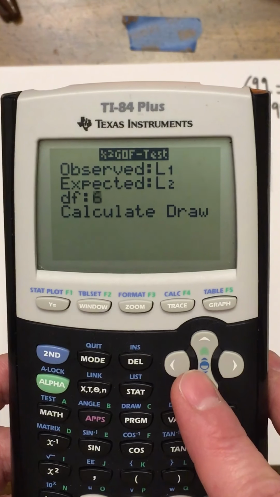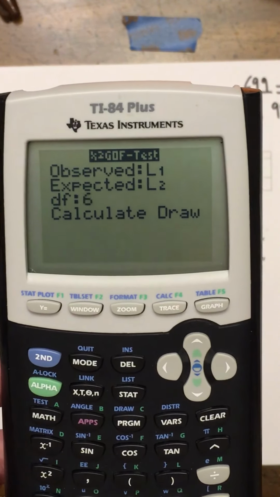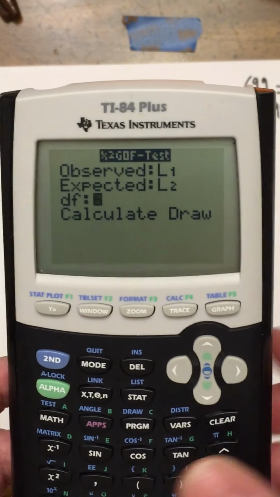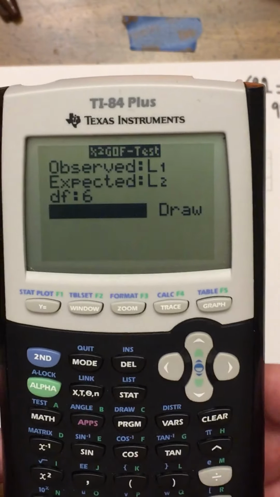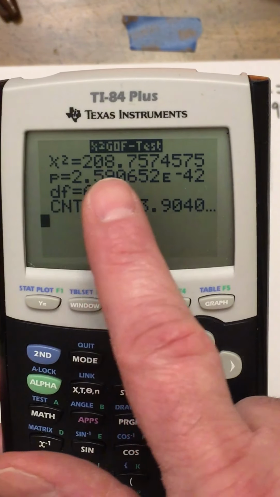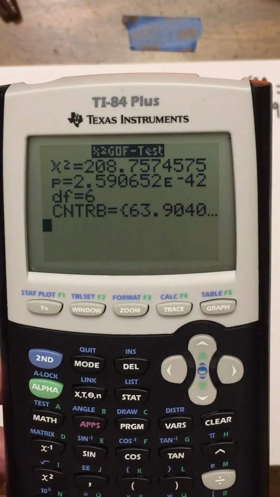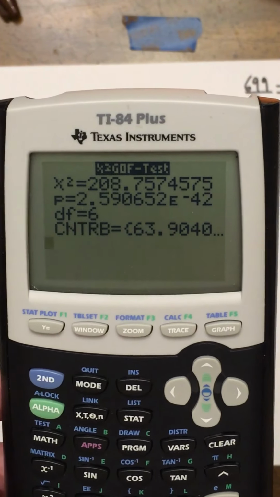I told you how to get the degrees of freedom. That was the total number of categories, the total number of elements, minus 1. It's not the total number of accidents, not 699 minus 1. Let's calculate that and see what it looks like. So this chi-square value is 208.757. That really shouldn't mean anything to you, but you're going to have to write that value down.